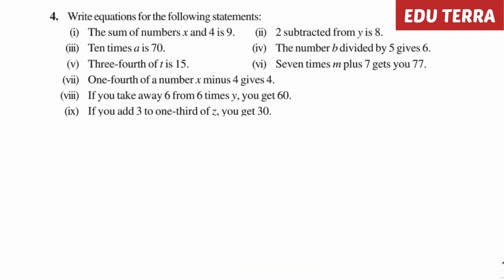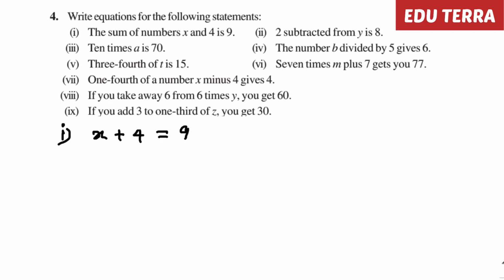Question number 4. Write equations for the following statements. Here we have been given the statements. We have to change them into the form of equations. So first, the sum of numbers x and 4 is 9. Sum means plus. So x plus 4 is 9 means equal to 9.